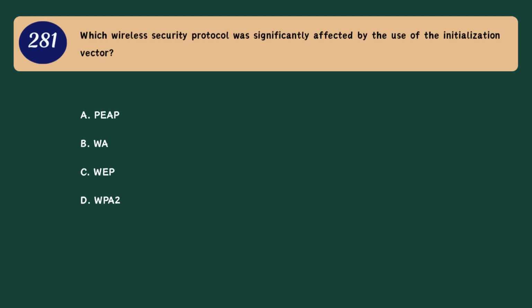Question 281. Which wireless security protocol was significantly affected by the use of the initialization vector? A. WPA. B. WPA2. C. WEP. D. WPA2.